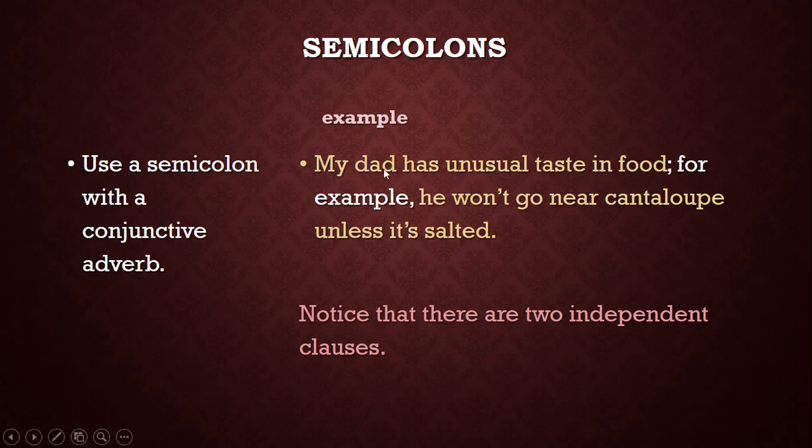This could stand alone. Dad is the subject, has is the predicate. He is the subject, won't is the predicate. So there have to be two miniature sentences. Notice both of those could stand alone if they had to. He won't go near cantaloupe unless it's salted. That could stand alone.